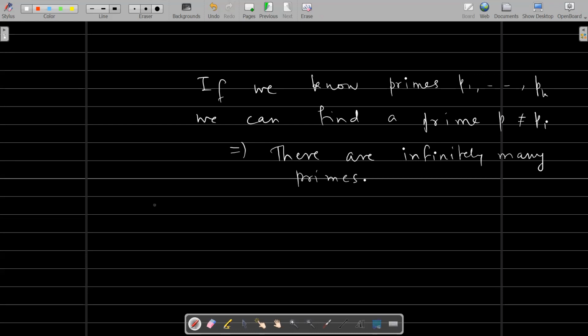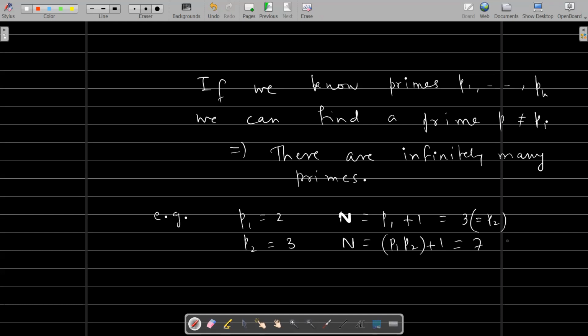Okay, so let's try the procedure. For example, let's start with P1 equal to 2. I know the first prime. Now construct the number n equal to, I know only P1, say P1 plus 1, and that is itself a prime. So I'll call this P2. So my P2 is 3. And I now construct a new number n equal to P1 times P2 plus 1. So that is 2 times 3 is 6, plus 1, 7. Now luckily this is again prime. I'll call this the third prime.